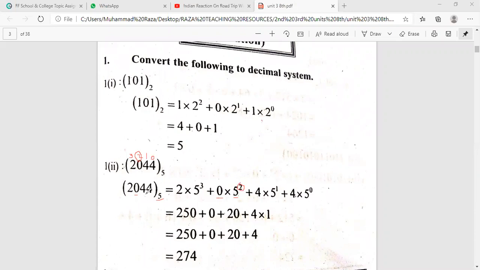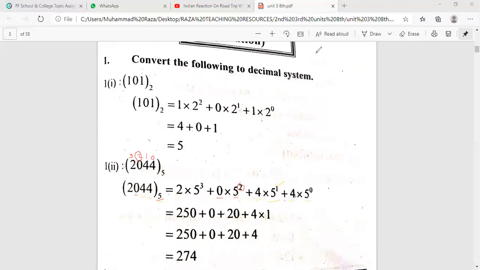Then the next number is the number 4. So what will we do? We write 4 here, then we write this base 5 here, multiply 5, and the power of this 4 is 1, so we write 1 here. Next number is 4 again, and the power of 4 is 0, so we write 4 multiply 5 power 0. So 4 and 5 power 0.